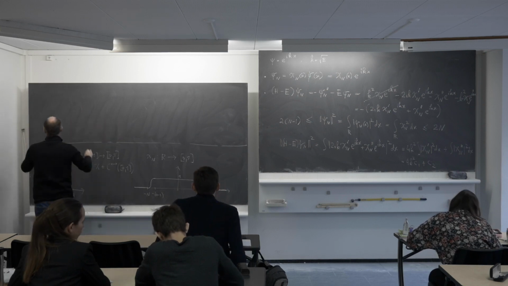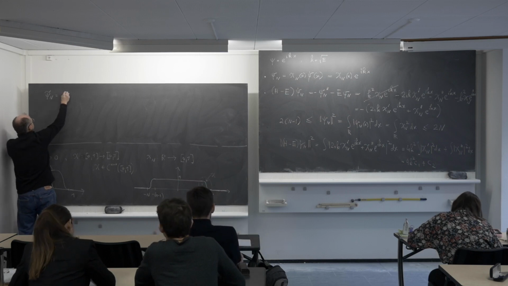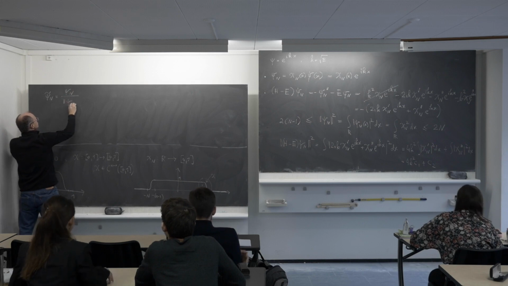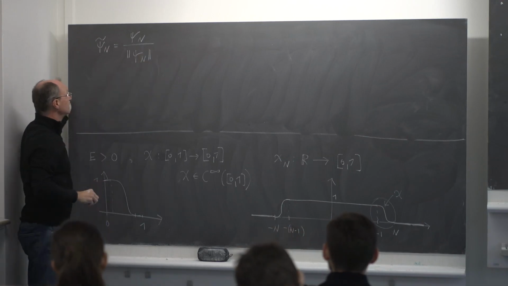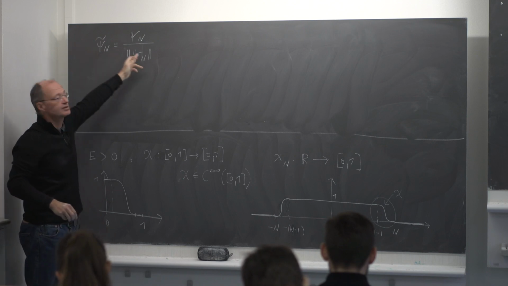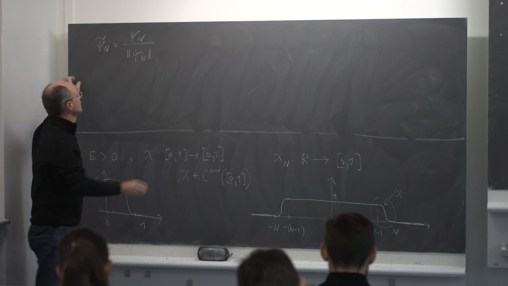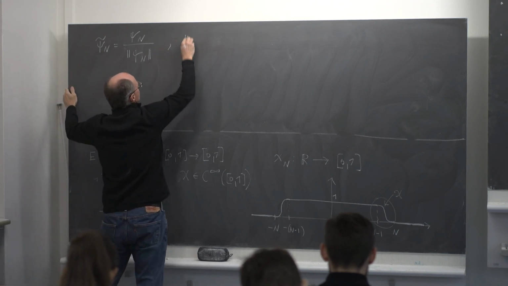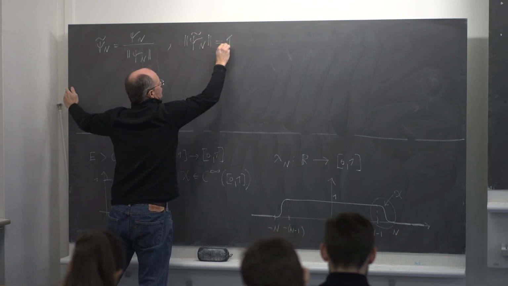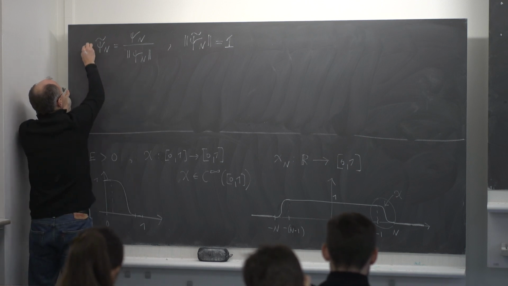Okay. Now let's do the following. Let's say psi n tilde is equal to psi n divided by its L2 norm. Right? So this is a function of L2 norm 1. Obviously, the L2 norm of this new thing is equal to 1.